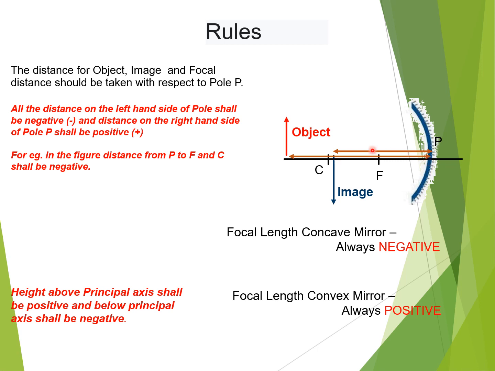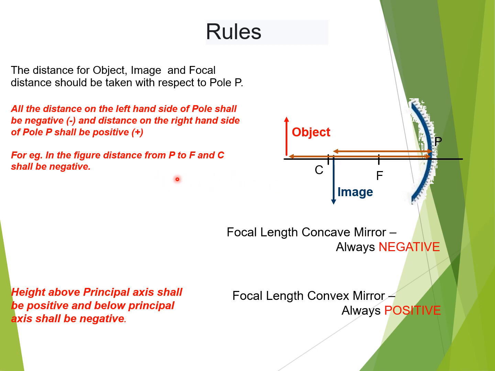Number two, all the distances on the left hand side of the pole shall be negative. So we have seen so far that object is always on the left hand side. So the object dimension is going to be taken negative always. Then distance on the right hand side of the pole shall be positive. We have seen sometimes the image is formed on the right hand side. So in this condition we shall always take that dimension as positive.